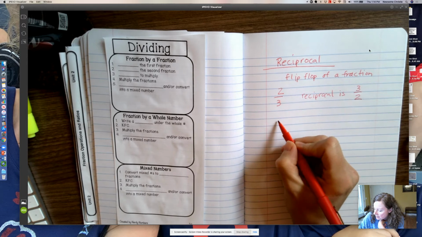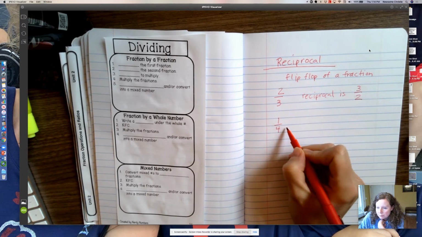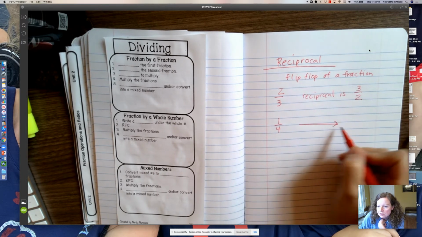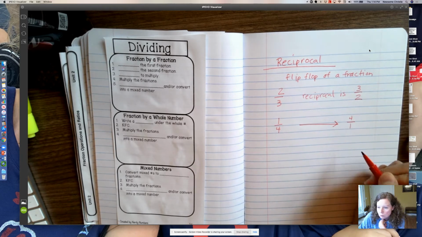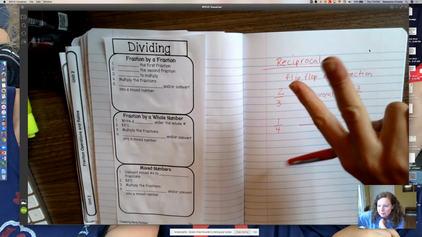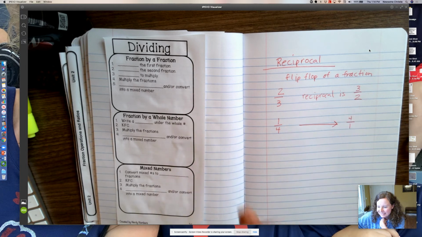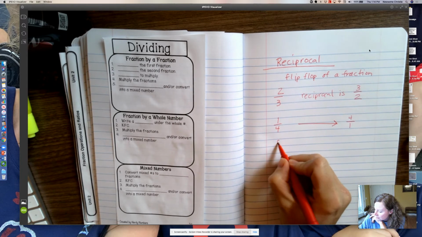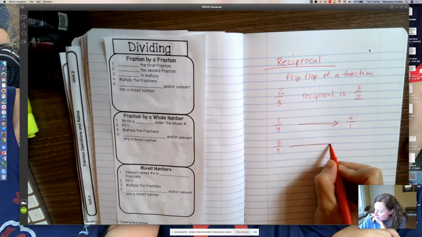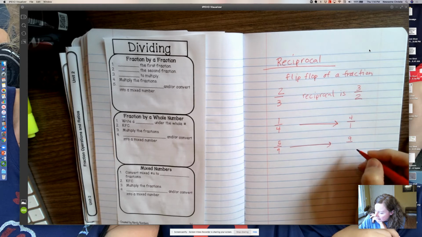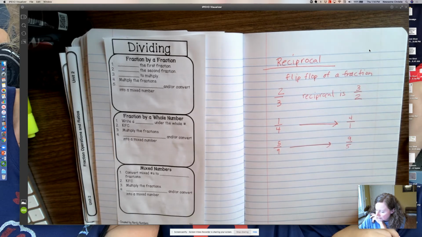If I want to know what's the reciprocal of 1/4, and I'm just going to draw an arrow, it would be 4/1. We do the flip-flop, and you'll see me do this in class. You just take it and flip it. Kind of like standing that fraction on its head. Let's do another one. Let's say we had 5/9. The reciprocal is 9/5. Okay?